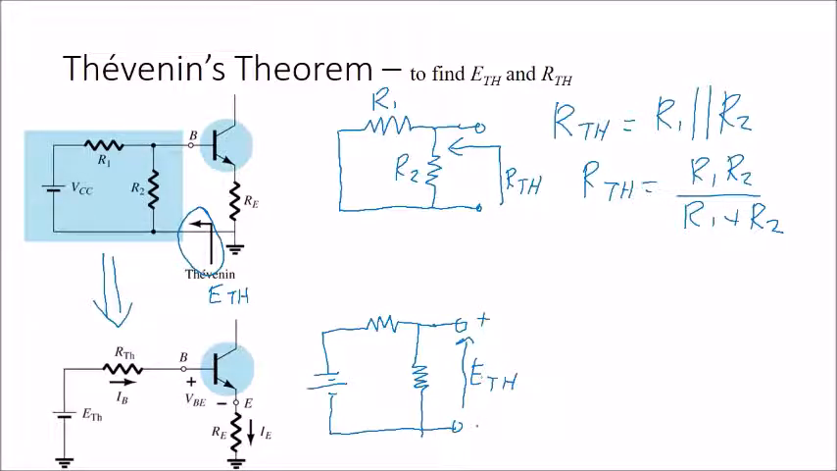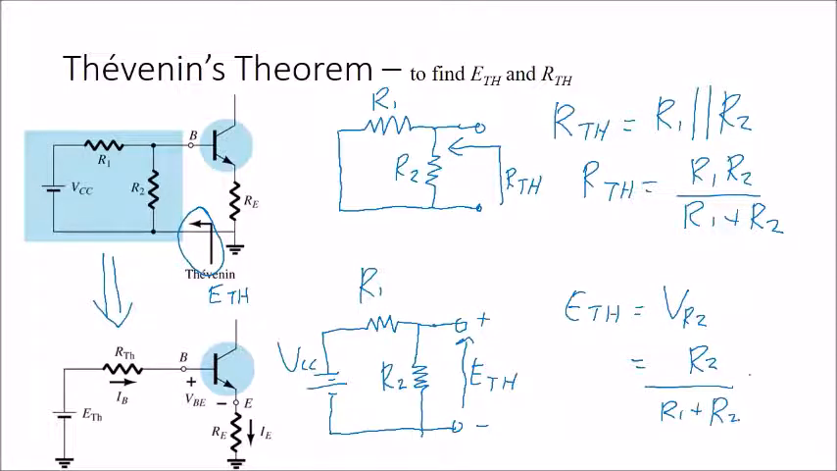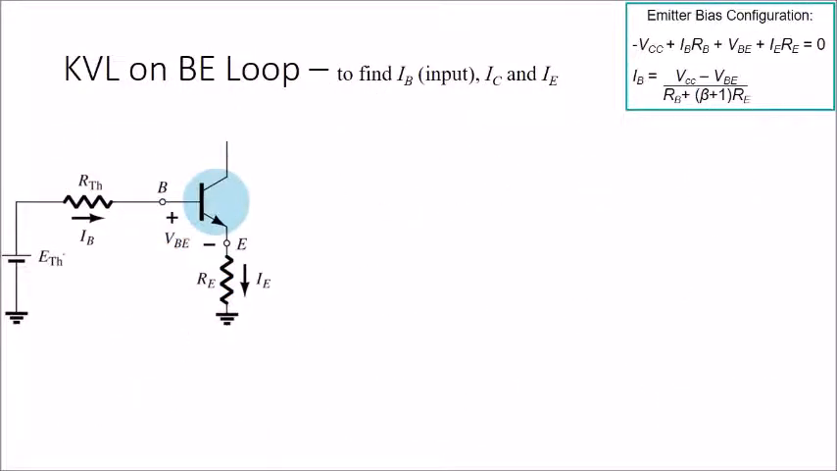So this one, plus and minus. If we treat ETH as parallel with R2, VR2, meaning that ETH is equal to VR2, which is the voltage divider: R2 over R1 plus R2 times VCC. So this is the value of RTH and ETH. If we make these simplifications, your BE loop is going to be easy.